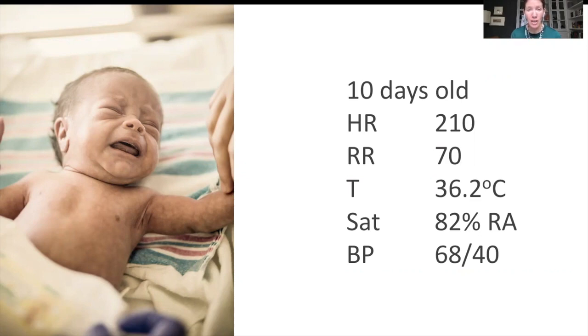So he's seen at triage and then is brought directly into the resuscitation area based on how he looks. His initial vitals are as you see them there. So his heart rate is 210, his respiratory rate is 70, his temperature is 36.2, his SAT is 82% in room air, and his blood pressure is 68 on 40. So just remembering that the minimum acceptable blood pressure in a neonate is 60. Okay, so we're not happy with those vital signs.